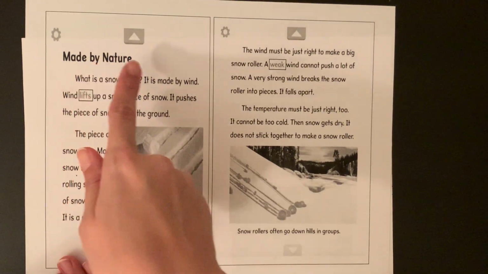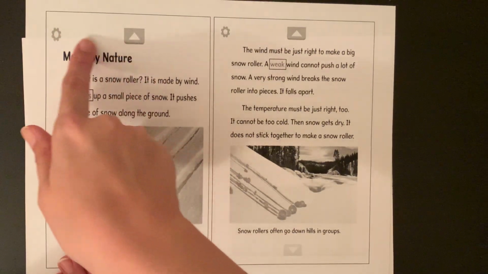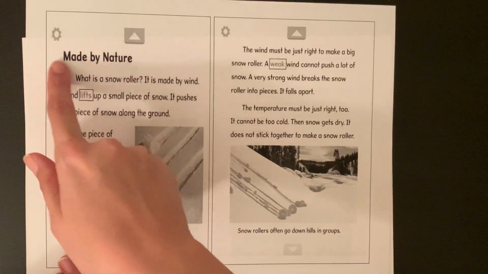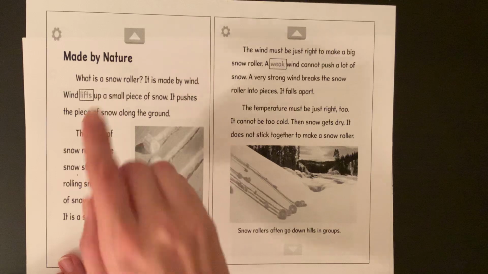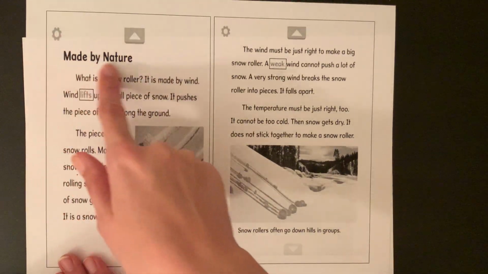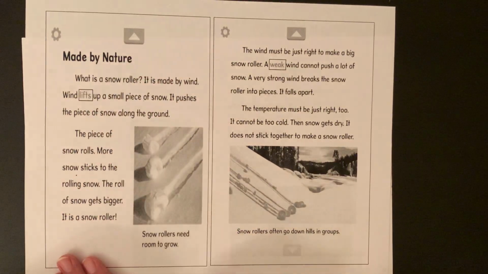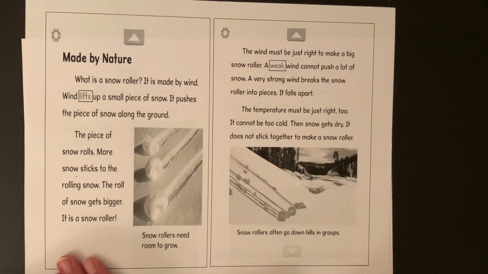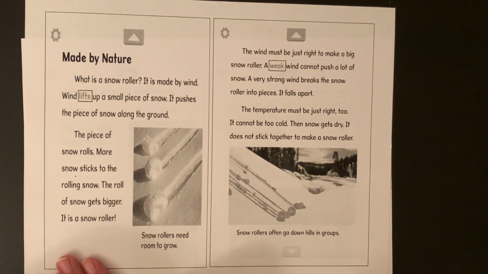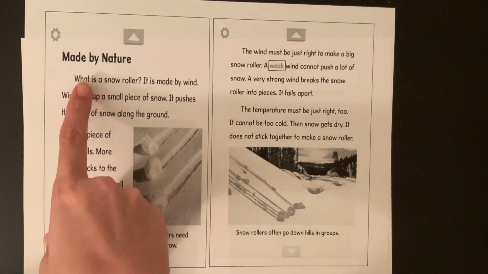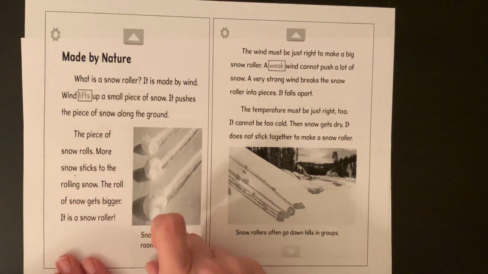Made by nature. And if we notice, these words are a little bigger and a little darker. Now, we wouldn't call them bold print, but this would be like our heading of this page. So on these pages, they're going to tell us how things are made by nature. Okay? What is a snow roller?